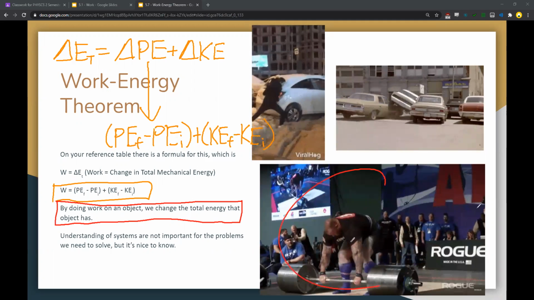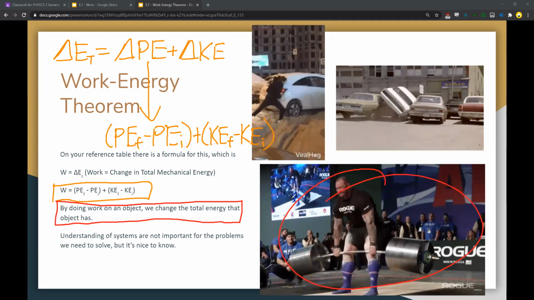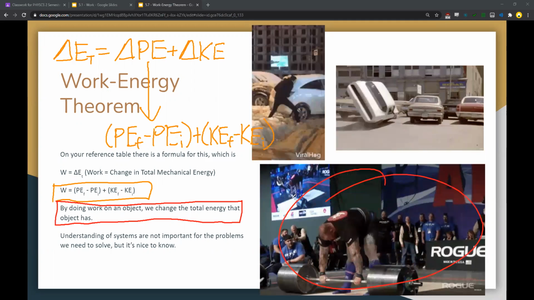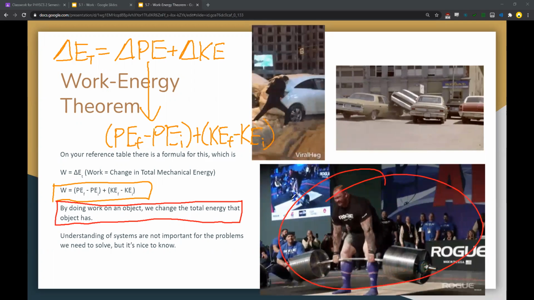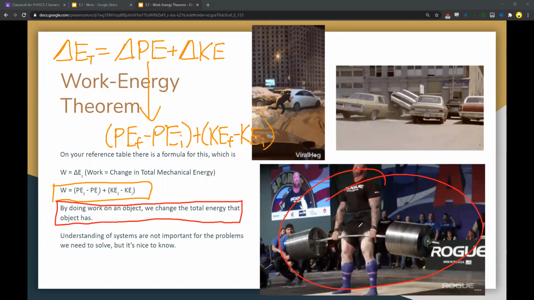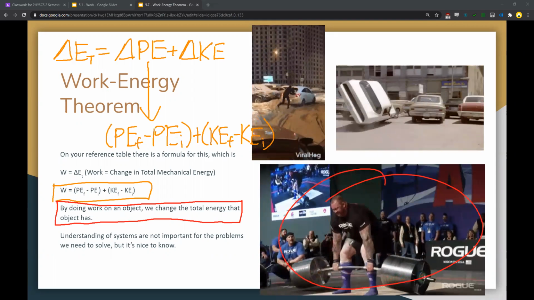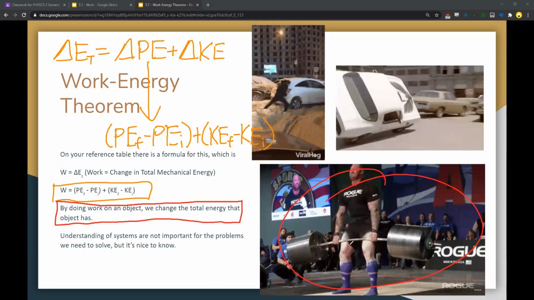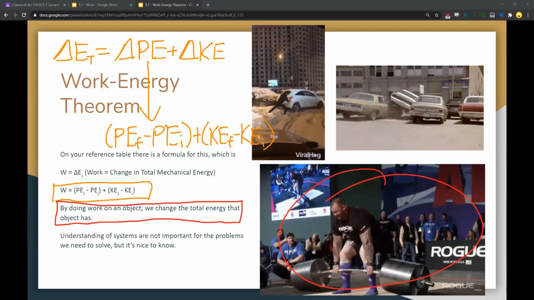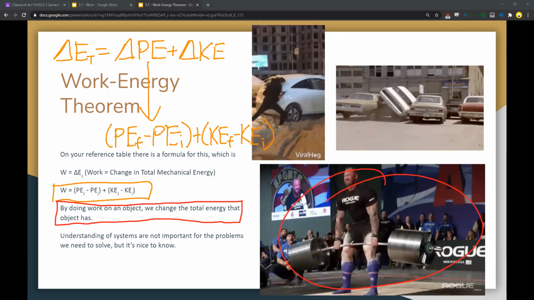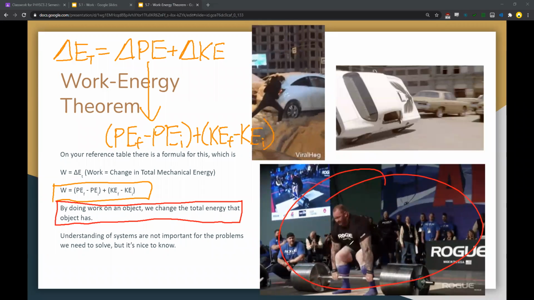Take, for example, this deadlifter right here. He is doing work on this barbell. He's giving the barbell potential energy. He gave the barbell potential energy by doing work on the barbell. So now the barbell has potential energy. And when he lets go of the barbell, it falls. That potential energy turns into kinetic energy. And then once it hits the ground, bounces a few times, it loses all that energy due to heat.